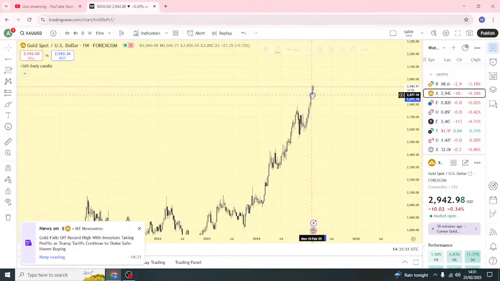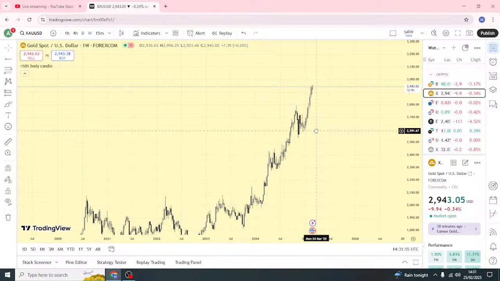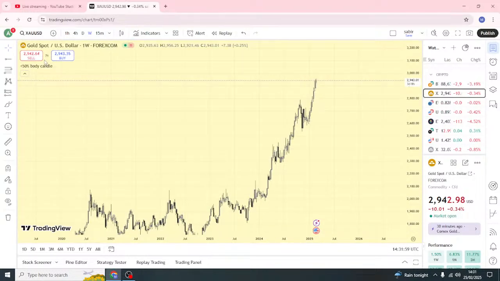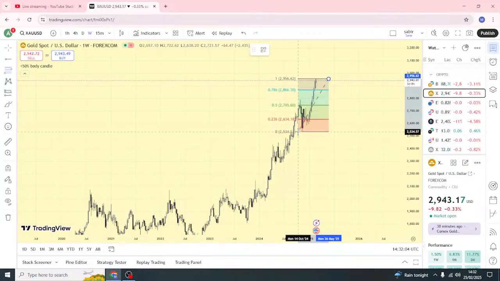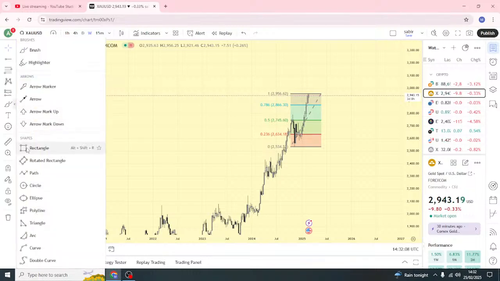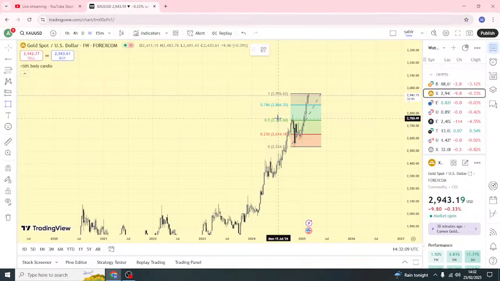On the table, waiting for the market to make a correction and dip in towards a discount level. The discount level is a favorite retracement area below the 0.5 area. The area below the 0.5 level is called the discount level.